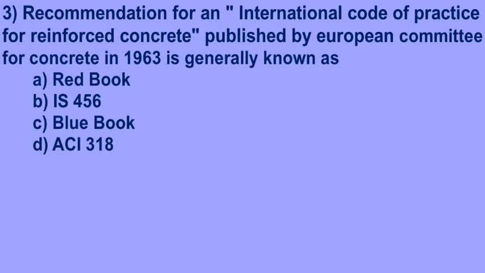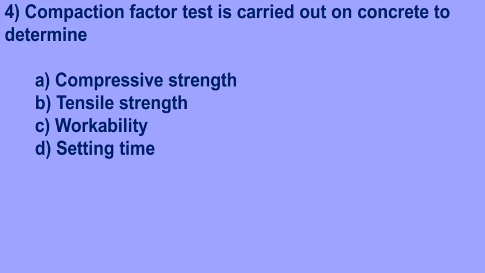Recommendation for an international code of practice for reinforced concrete published by European Committee for Concrete in 1963 is generally known as Blue Book. Next question. Compaction factor test is carried out on concrete to determine option A, compressive strength, option B, tensile strength, option C, workability, and option D, setting time. And we know that compaction factor test is carried out on concrete to determine workability. So option C is the answer.